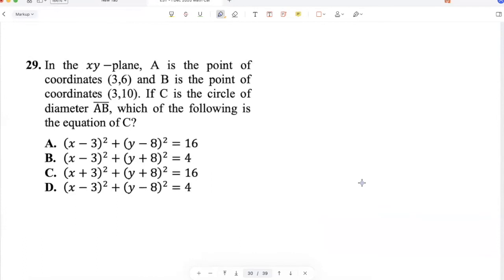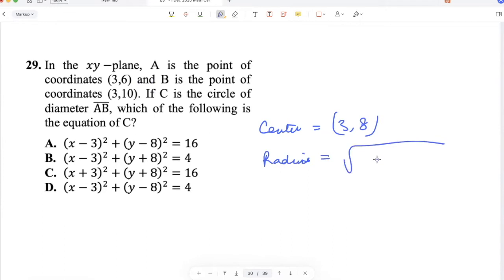In the xy plane, A is the point of coordinates 3, 6 and B is 3, 10. If C is the circle with diameter AB, which of the following is the equation of C? Okay, so diameter AB, so the center would be the midpoint of AB. So that's 3, 8, right? And the radius would be the distance from the center to, let's say, point A. So that's 3 minus 3, 0, plus 8 minus 6, 2 squared, 4. So the radius is 2, right?